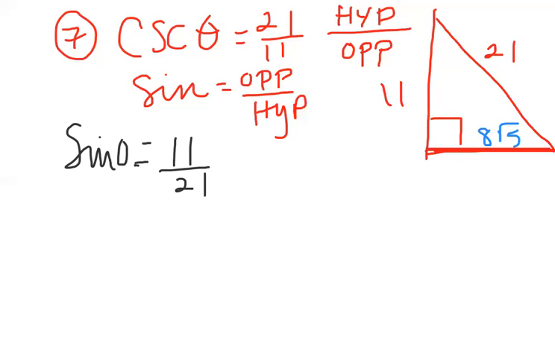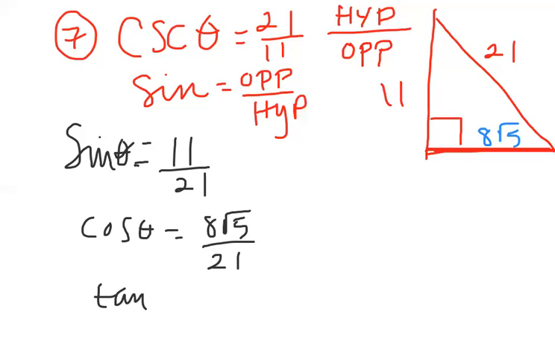Now we're going to move on to cosine of the angle. That's supposed to be theta, guys. I don't know why my pen is not right. There we go, okay? Cosine of the angle is going to be 8 radical 5 over 21.